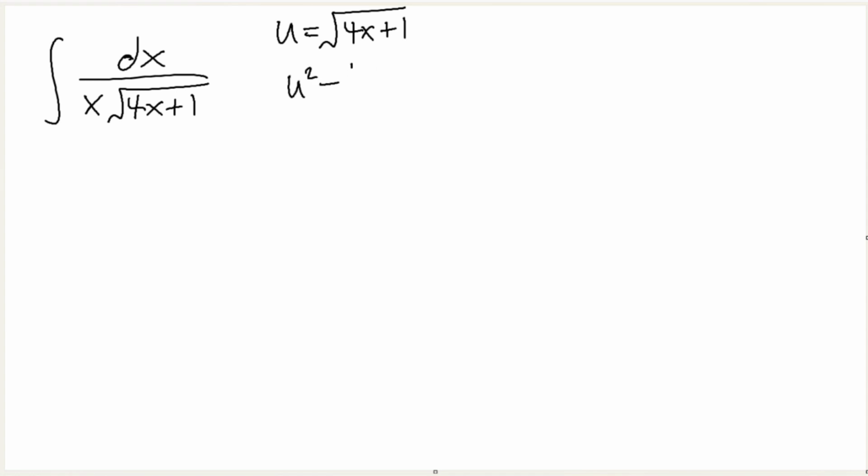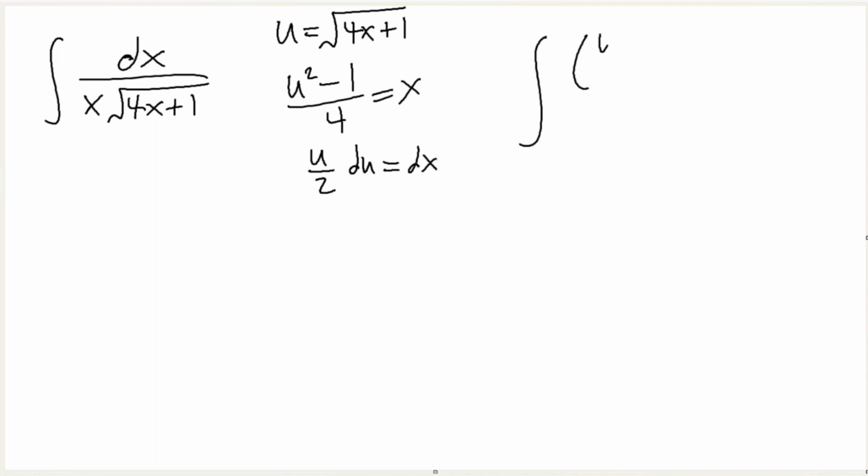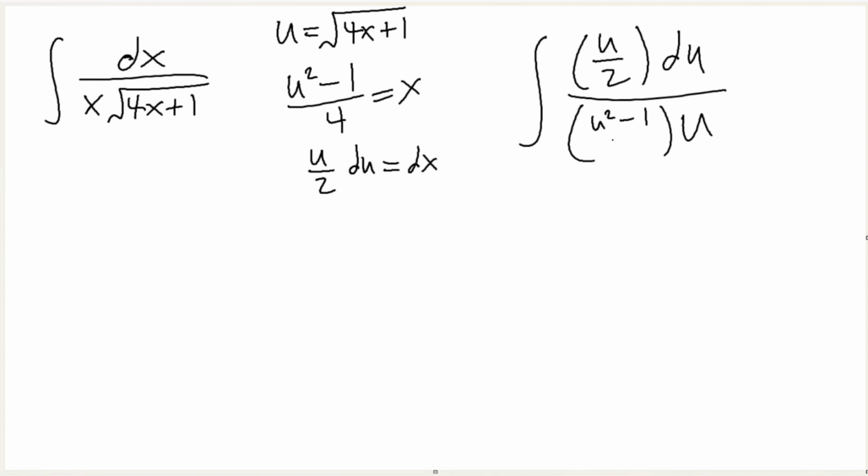Then u squared minus 1 over 4 is equal to x. Oh, so that's what this is going to be. Don't panic, that's okay. Differentiate this, you get 2u divided by 4. That's u over 2 du equals dx. Okay, so then we get u over 2 du, u here, and this big chunk is u squared minus 1 over 4. So this and this cancel out. We have 4 over 2, it's 2.